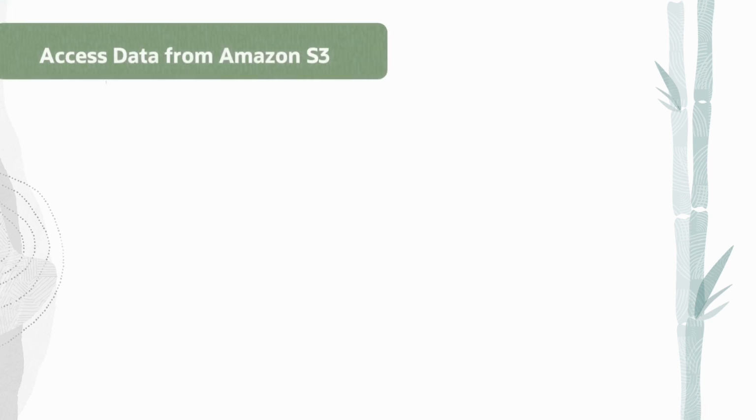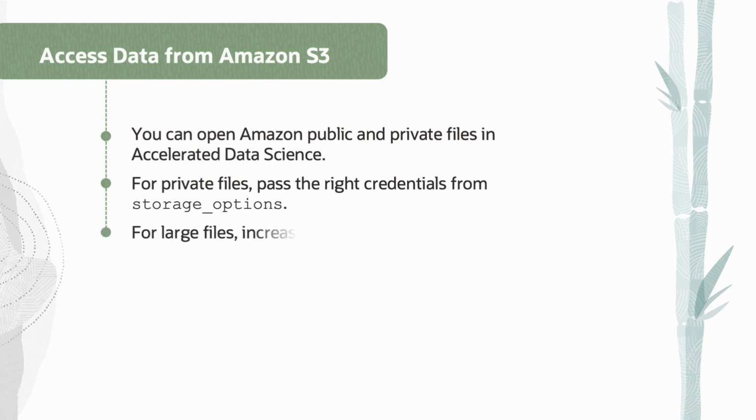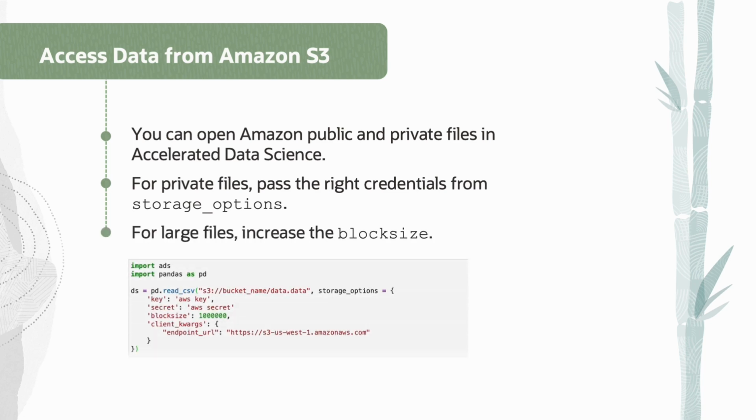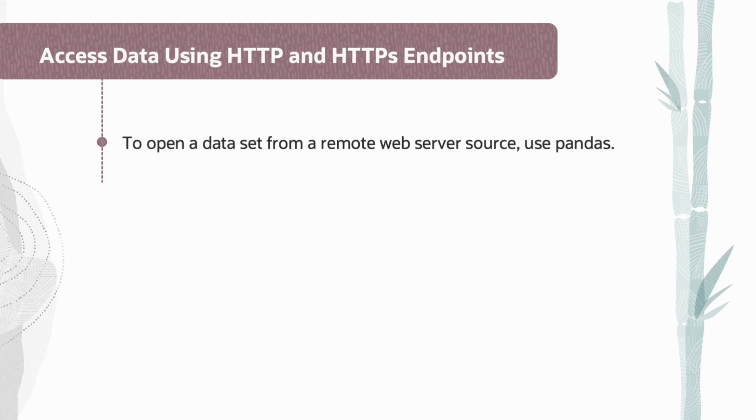So next we will talk about Amazon S3. Amazon S3 public or private files can also be accessed in ADS via pandas. But for the private files, you must pass the right credentials through the ADS storage options dictionary. Data could also be accessed using HTTP and HTTPS endpoints, and you can access data via its URL using the pandas library as shown here.